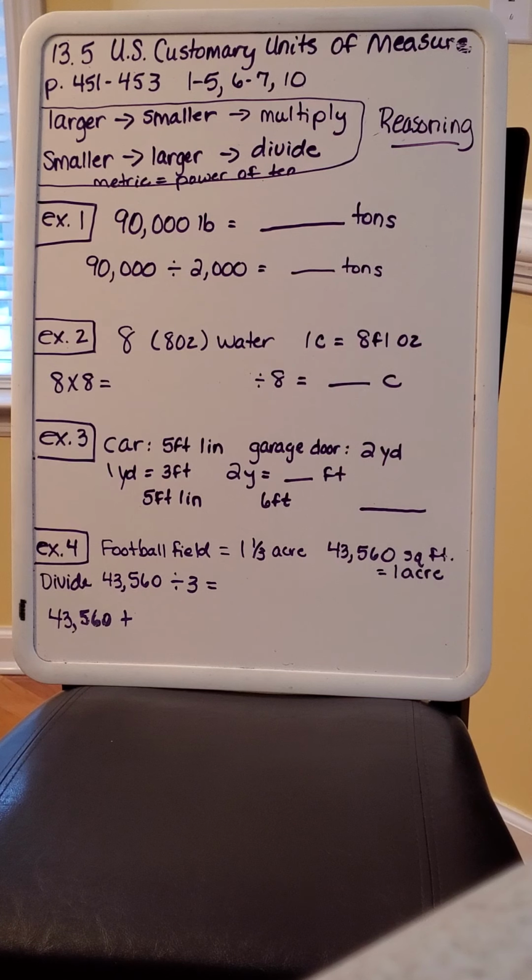So instead of seeing meters, milliliters, grams, you'll be seeing ounces, pounds, cups, feet, yards, acres. Those are the measures that are used. So if you'll look on page 451, you'll see the chart of length, capacity, and weight.